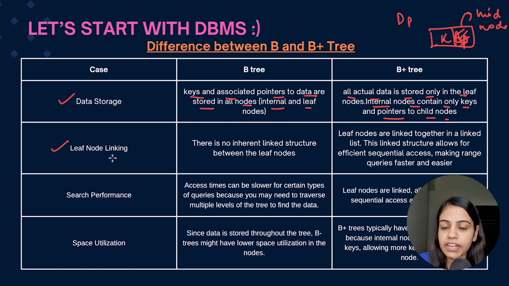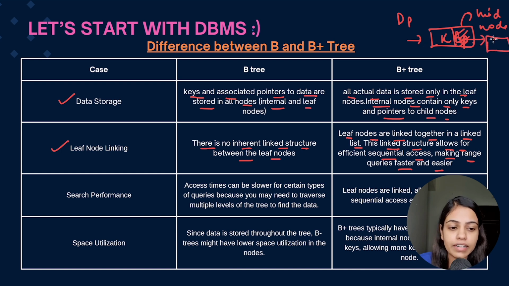Now coming to the next point, that is leaf node linking. So there is no inherent link structure between the leaf nodes in B trees. But coming to B plus trees, leaf nodes are linked together in a linked list manner. This linked list structure allows for efficient sequential access, making range queries faster and easier. Since all the data is present in the leaf node, we can start our searching from the leaf node, and all the leaf nodes are interconnected with each other, which have key and data pointer. So it would be very easy to search for the data present in the leaf node. So searching would be very fast.